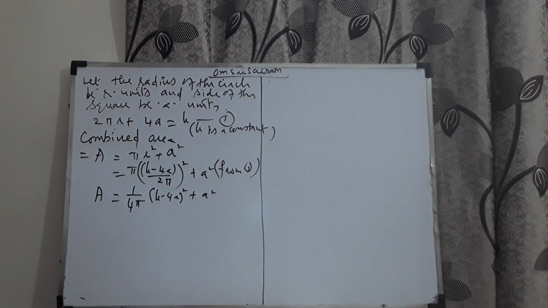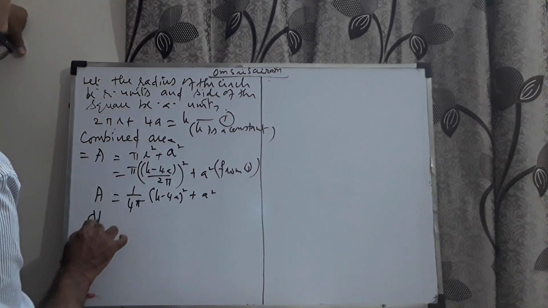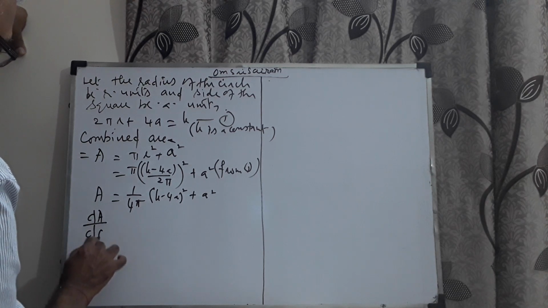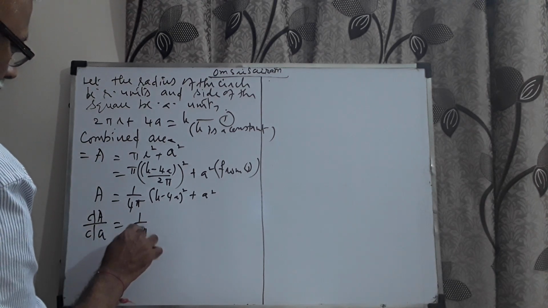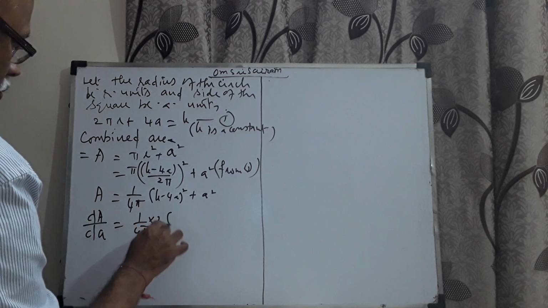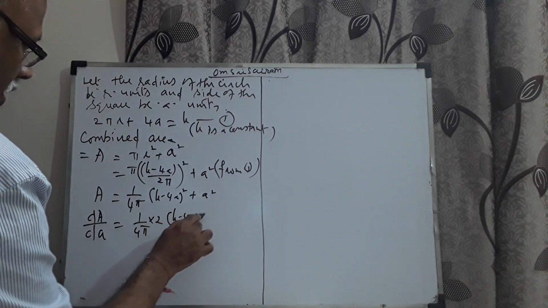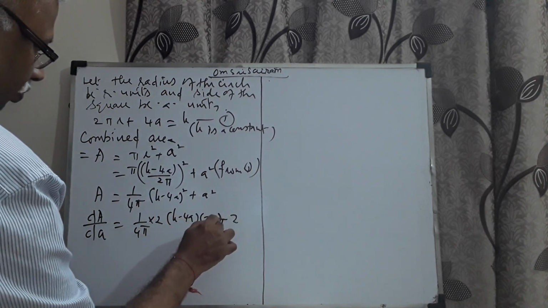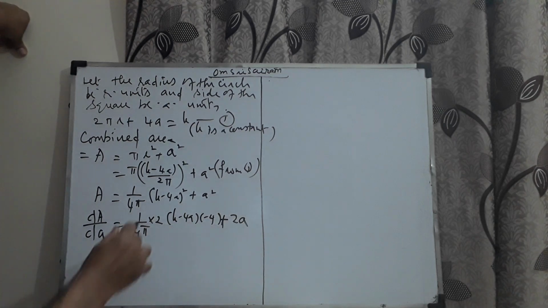Now I need to find the value of small a, for which first derivative is 0 and second derivative is positive. For area to be minimum, second derivative should be positive. If the area has to be maximum, second derivative has to be less than 0. Remember carefully. Now dA by da is 1 by 4 pi into 2 into k minus 4a into minus 4 by chain rule of differentiation.